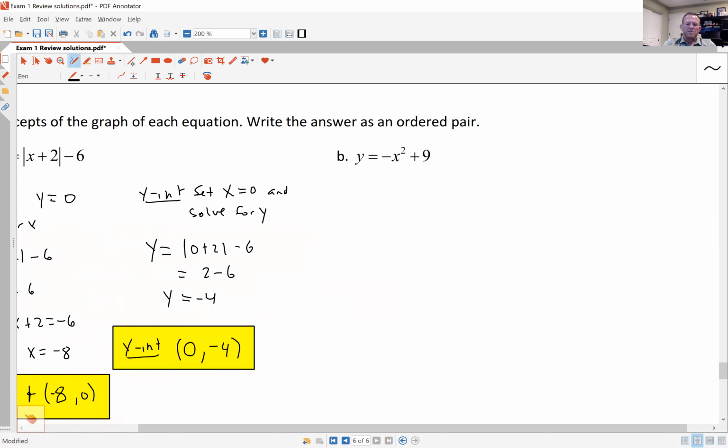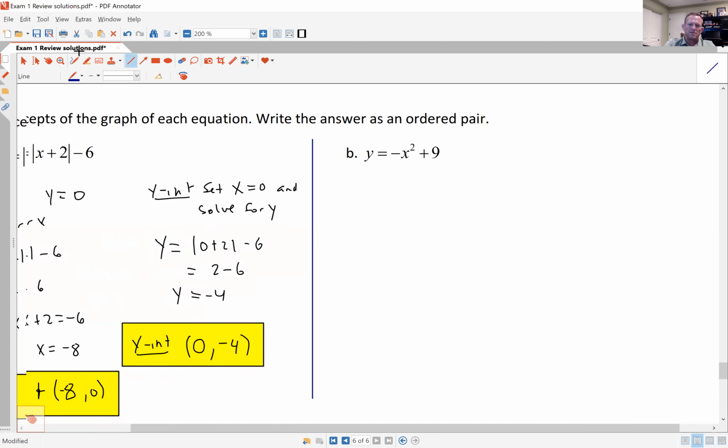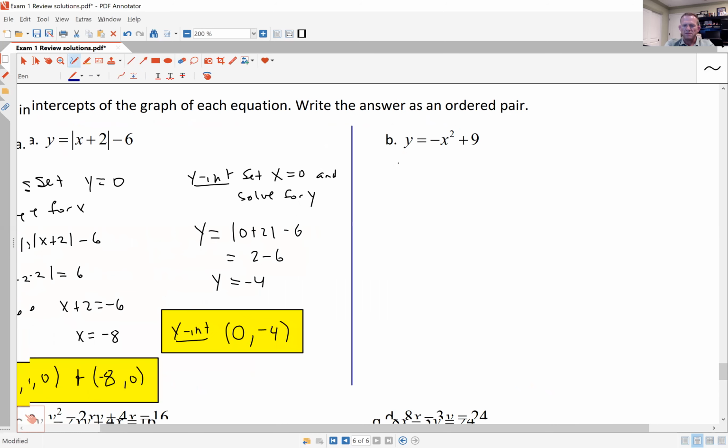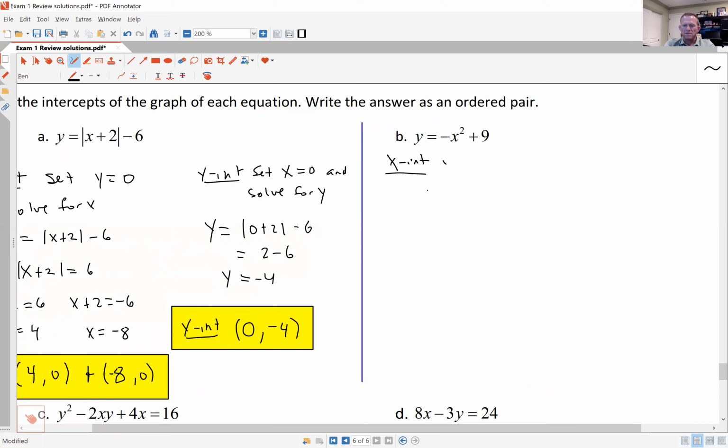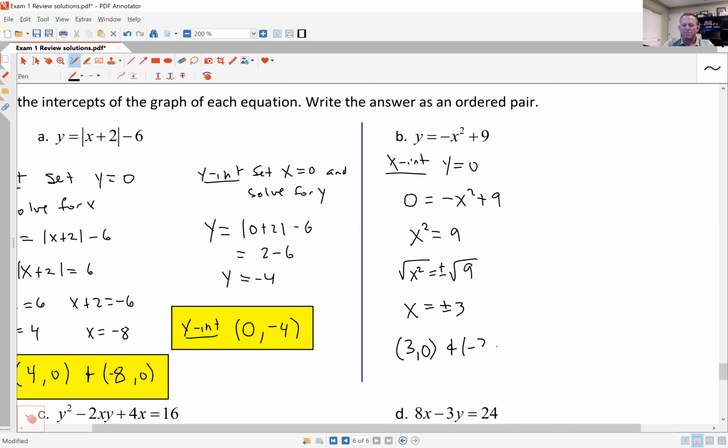For our negative x squared plus 9, our x-intercept, we're going to set y equal to 0. Zero equals negative x squared plus 9. The easiest way to do these is to take the square roots of both sides. However, when you take the square root of both sides, you have to remember there's two solutions to that, plus or minus 3. So 3, 0, and negative 3, 0.